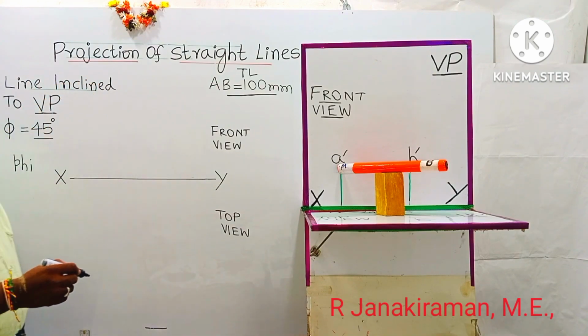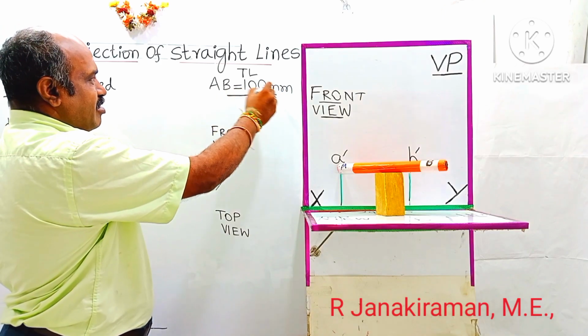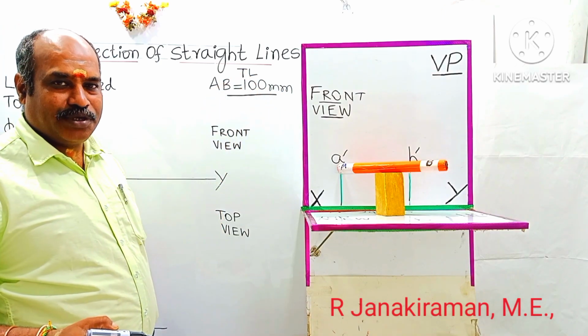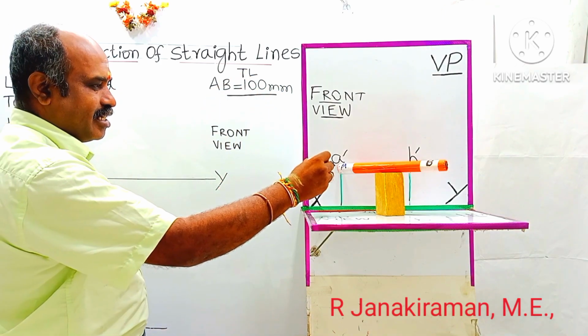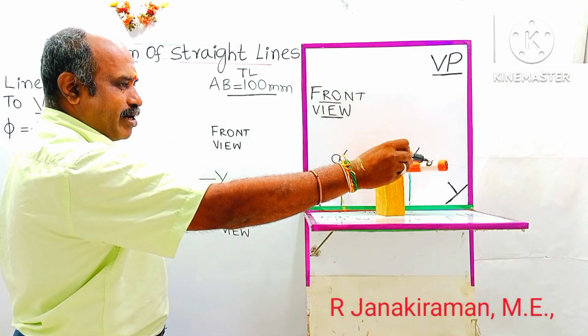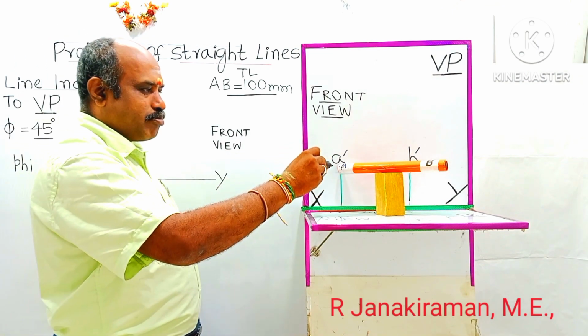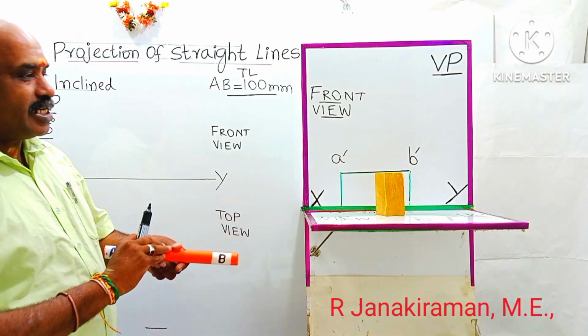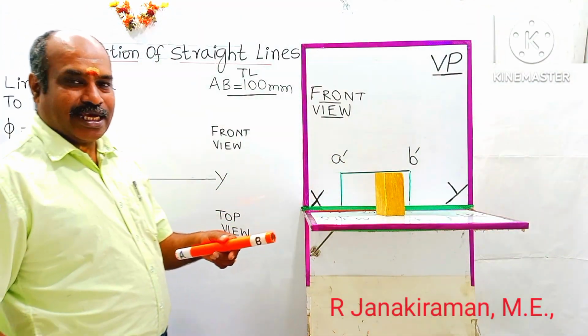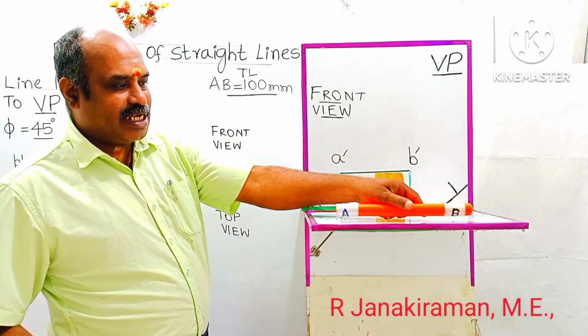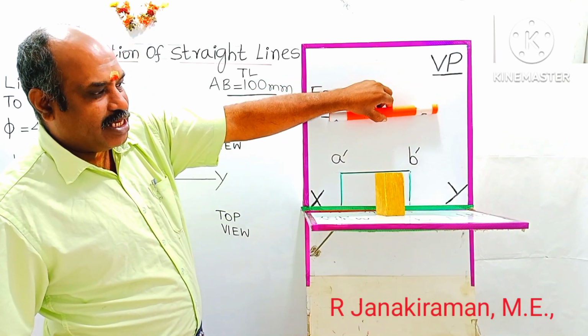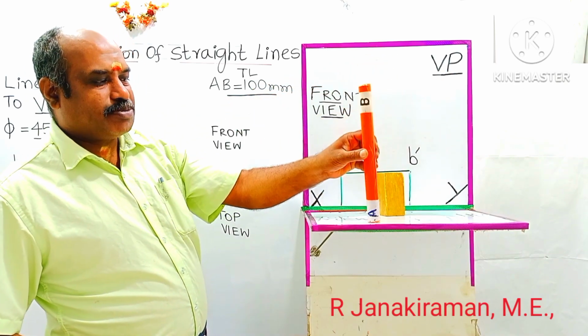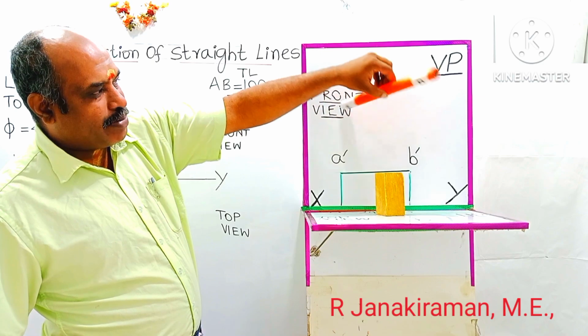Consider AB having 100 mm length, called the true length. One end point is marked as A, another end point is B. This orange colored portion will have the true length of 100 mm. It's inclined to VP. Earlier, in the previous video, I told you about a line that lies on HP, lies on VP, is perpendicular to HP, or is perpendicular to VP.